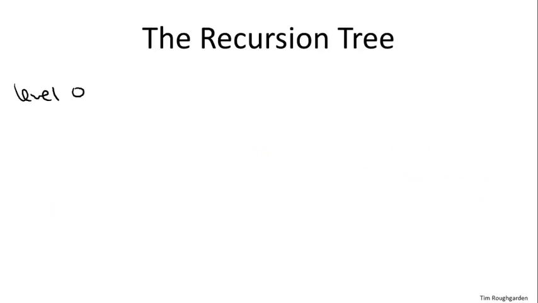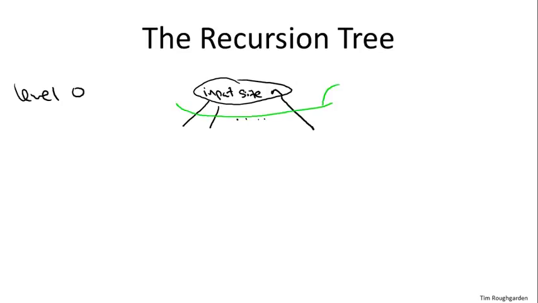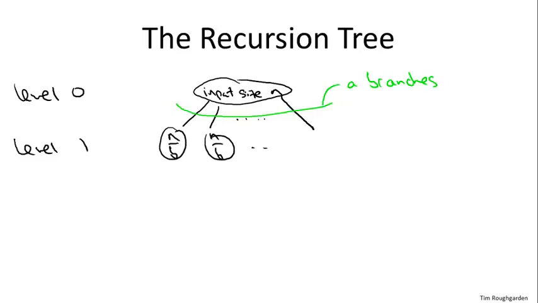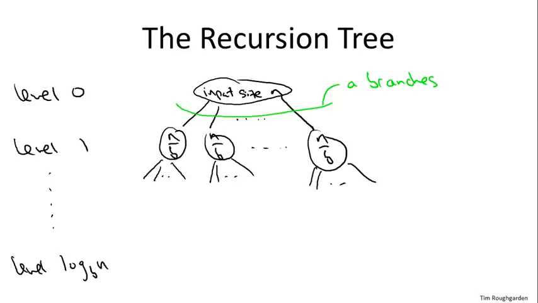Here then is what the recursion tree looks like. At level 0, we have the root corresponding to the outermost call, and the input size here is n, the original problem. Children of a node correspond to the recursive calls. Because there are a recursive calls, by assumption, there are a children, or a branches. Level 1 is the first batch of recursive calls, each of which operates on an input of size n over b. At level log base b of n, we've cut the input size by a factor b this many times, so we're down to 1, so that triggers the base case.